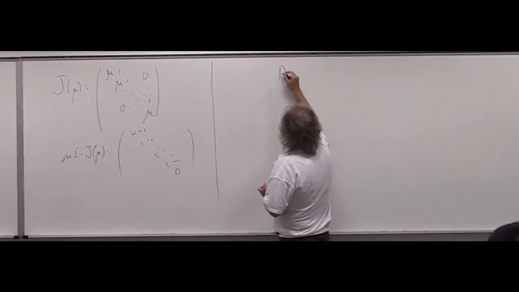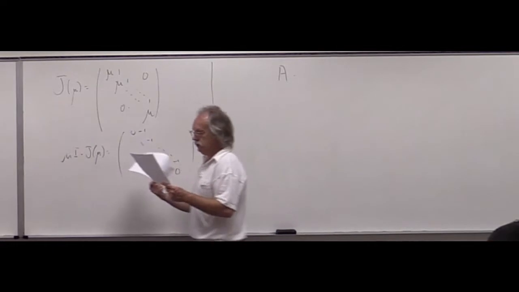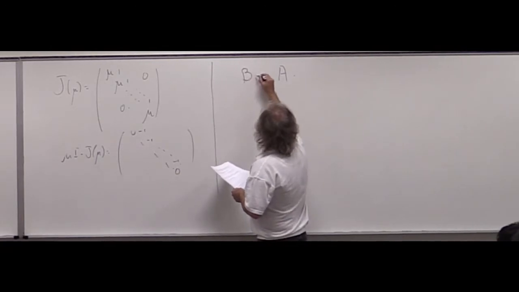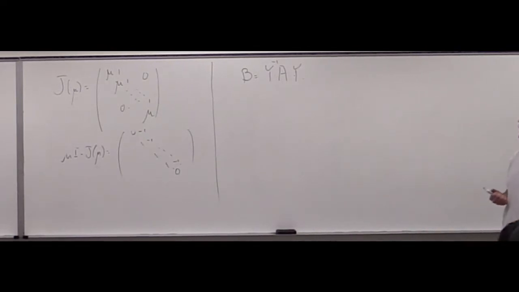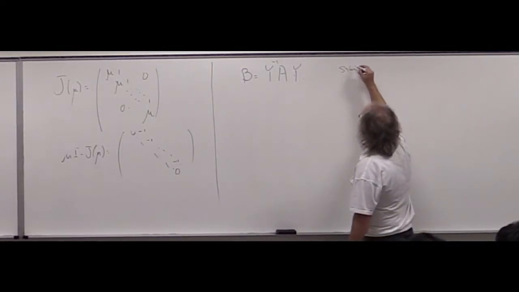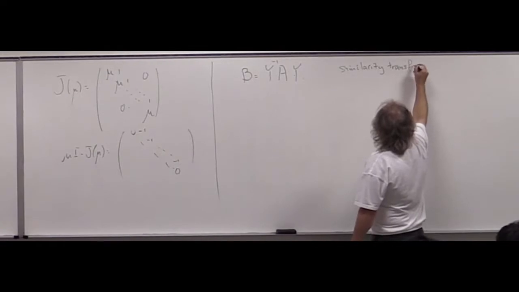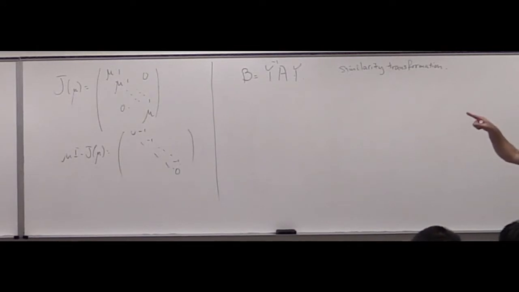If you have a matrix A, and from that you create a matrix B by multiplying from the left and the right with a matrix Y, well, Y inverse A Y. This is known as a similarity transformation. Then it's not hard to see that the eigenvalues of A are equal to the eigenvalues of B.